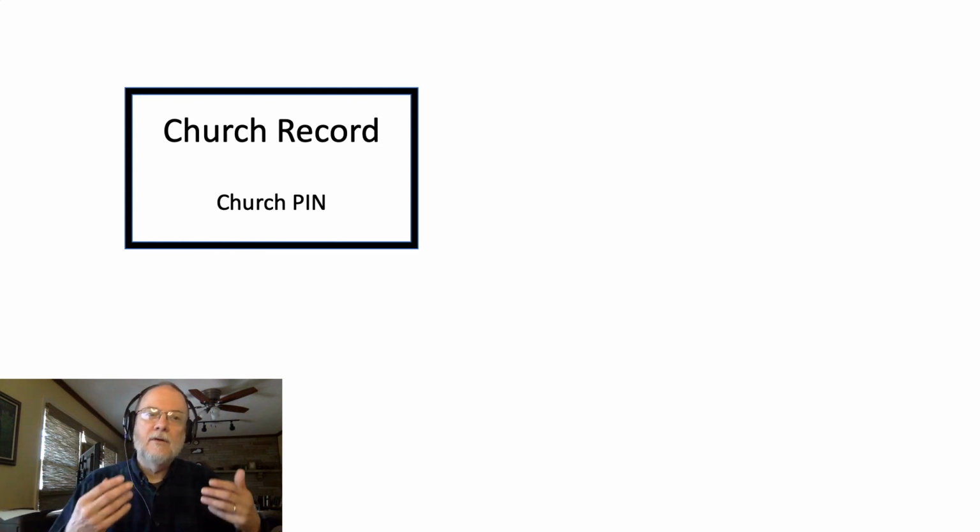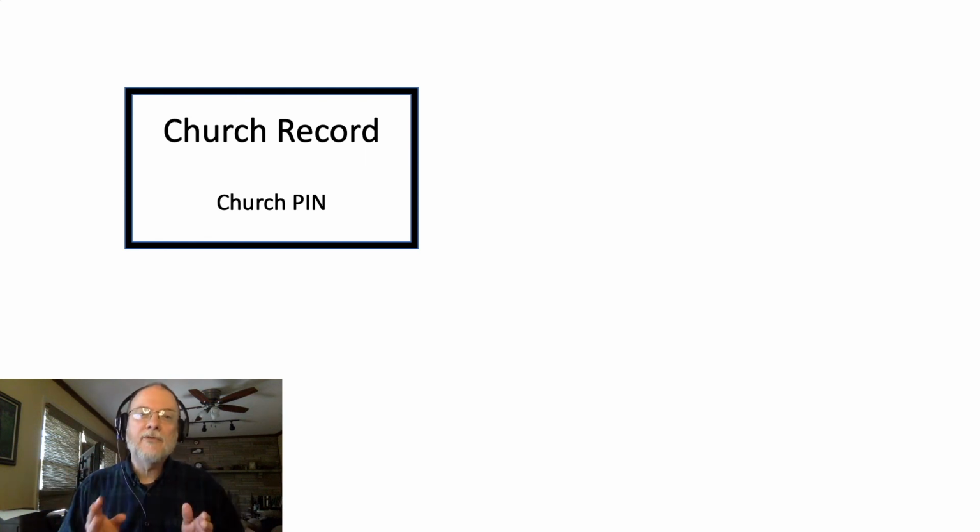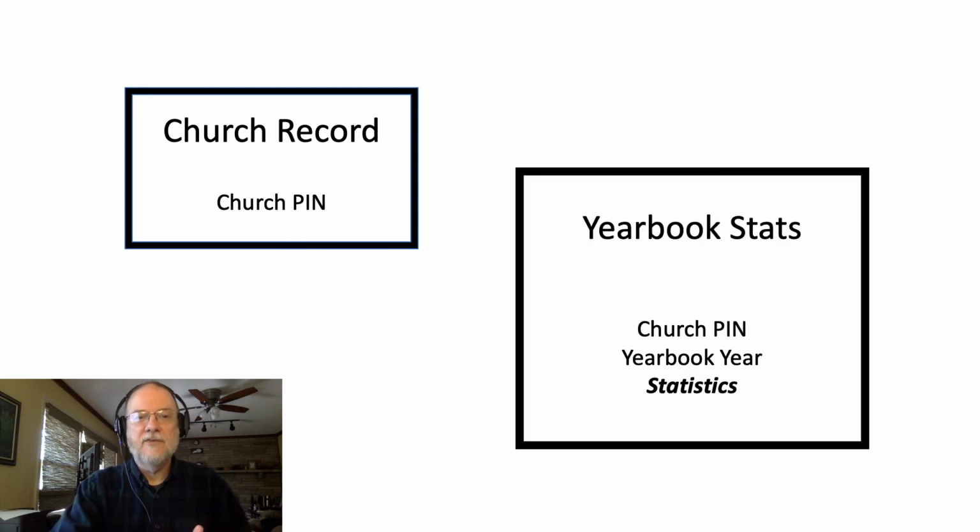So in the table that contains your church records, each row is a record for each of the churches, and each column is a field. One of those columns is the church pin, which is that unique 6-character identifier for the congregation. Well, the yearbook statistics are also stored in a table in your CDM Plus database.